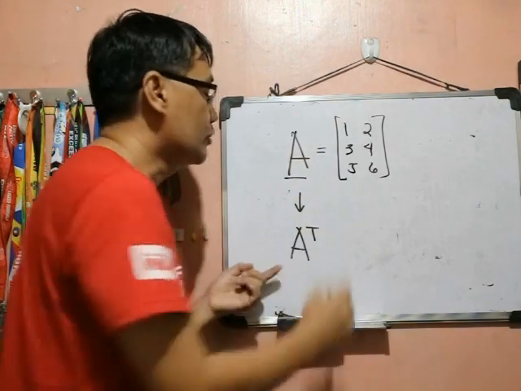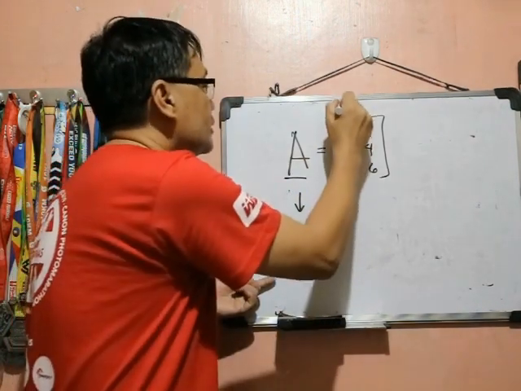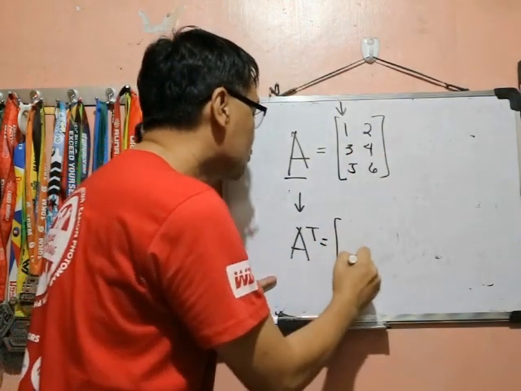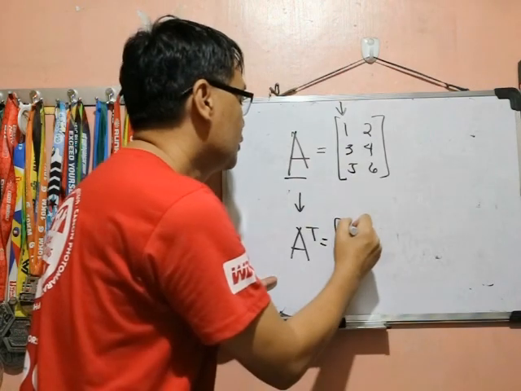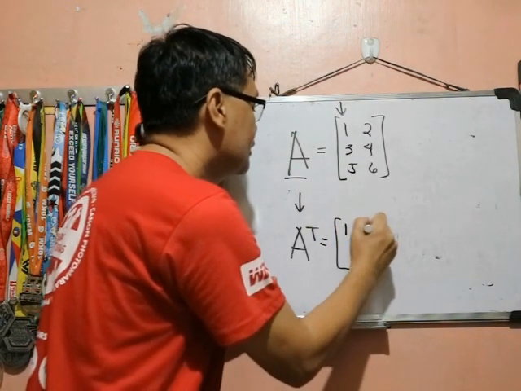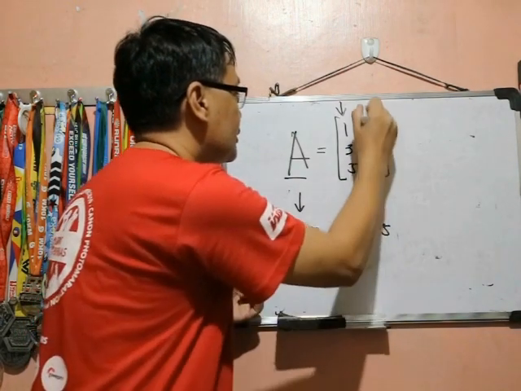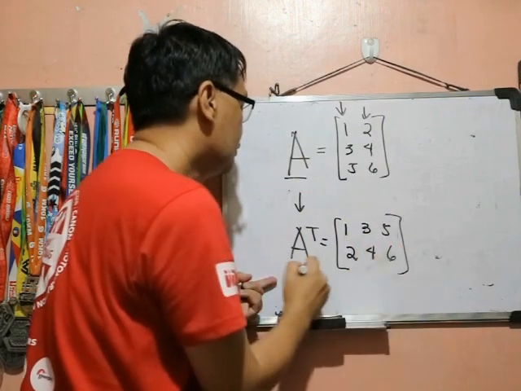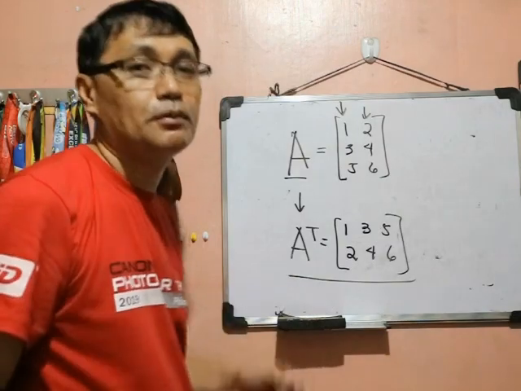So the transposition would be the columns of matrix A will be the rows of the transposition of matrix A. So 1, 3, 5, 2, 4, 6. So this will be the transposition of matrix A.